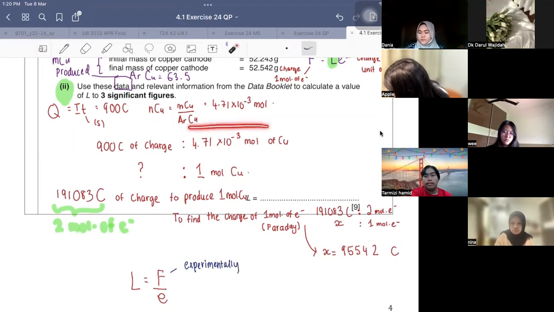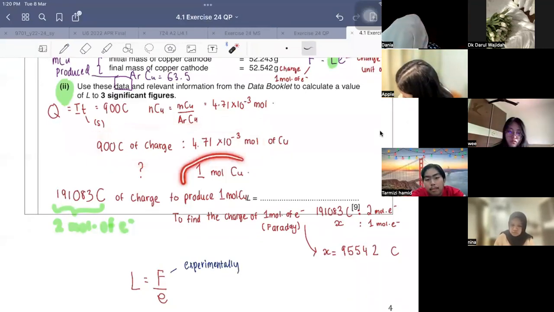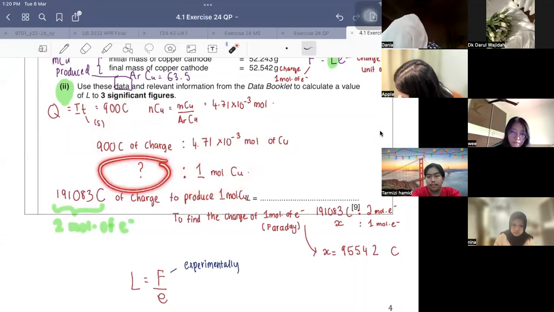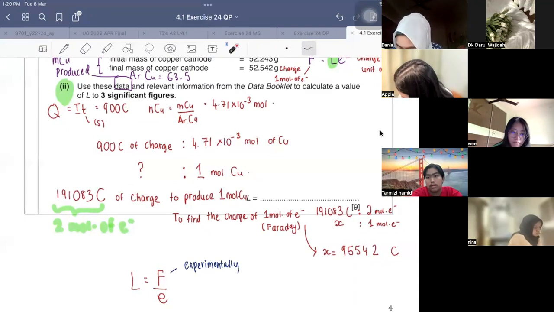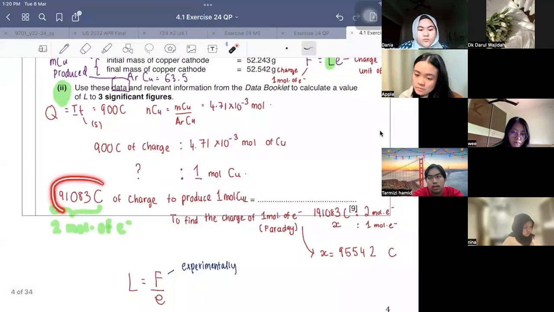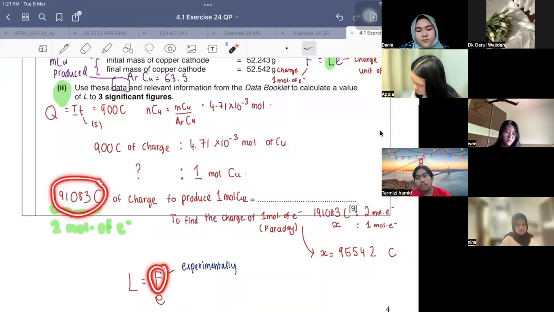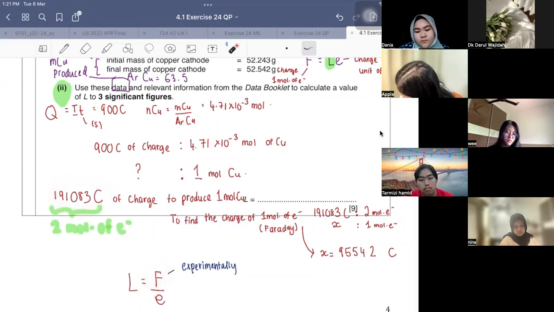I compare. If I want to produce 4.7 times 10 to the minus 3 mole of copper, I would need 900 coulombs of charge. And if I want to produce 1 mole of copper, I need 191,083 coulombs. And 1 mole of copper is equivalent to 2 moles of electrons. So that means this charge is associated with 2 moles of electrons. F here is the charge of 1 mole of electrons. That's why I have divided it by 2.